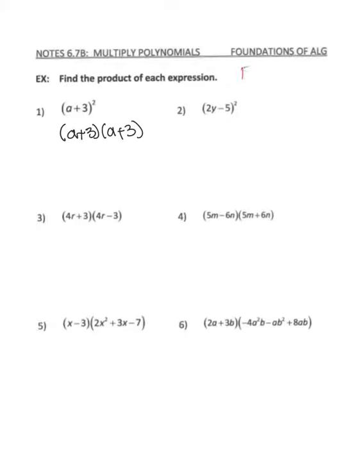Remember, we have first, outside, inside, last. So I'm going to multiply my first terms. A times a is a squared. My outside terms, a times 3 is 3a. Then I have my inside terms. Again, I have 3a. And my last terms, which would be 3 times 3.